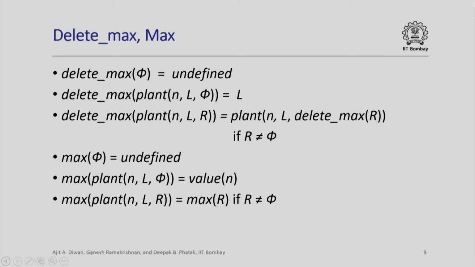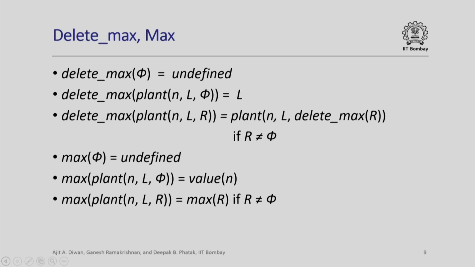For an empty tree, delete max is undefined. If the right subtree is empty, then the max value is in the root node itself, in which case we get just the left subtree. On the other hand, if the right subtree is not empty, then deleting the max will be deleting the max from the right subtree. So we will get the tree with the same root node, same left subtree, but the max value deleted from the right subtree.